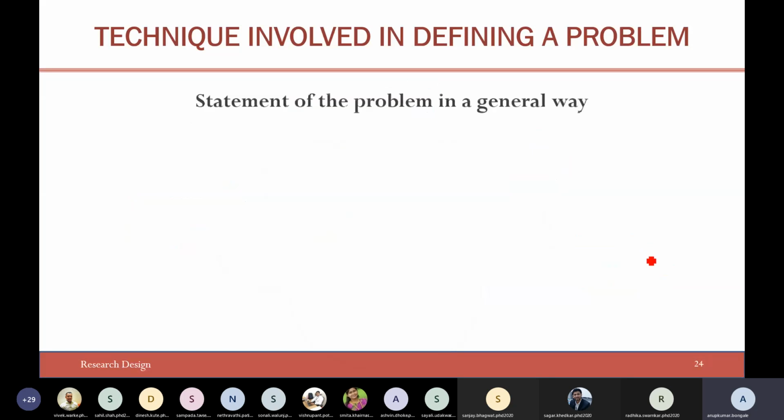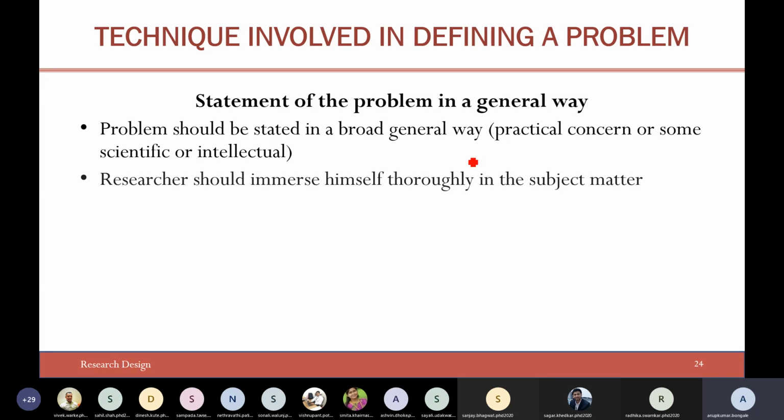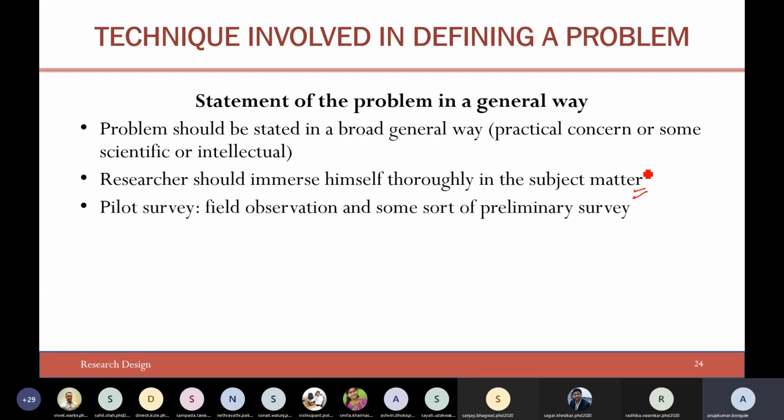Let's briefly go through the guidelines. Statement of the problem in a general way: the problem should be stated in a broader way. The researcher should immerse himself thoroughly in the subject matter and look into its aspects. You should always keep on thinking about the problem statement or that particular domain, so that the thought process will divert you in the right direction.